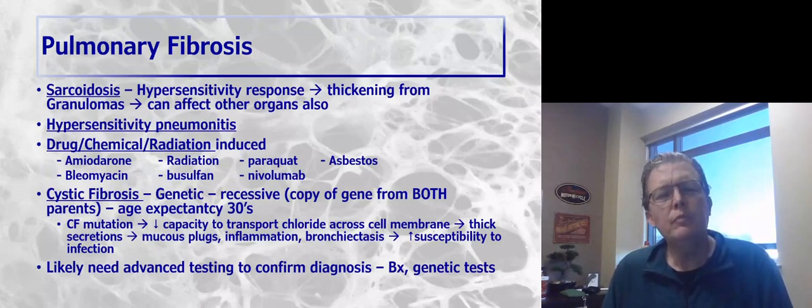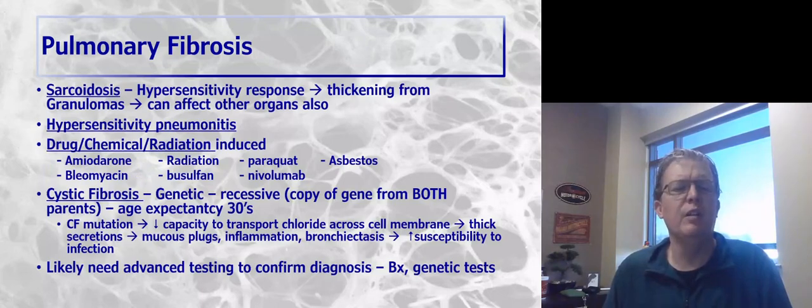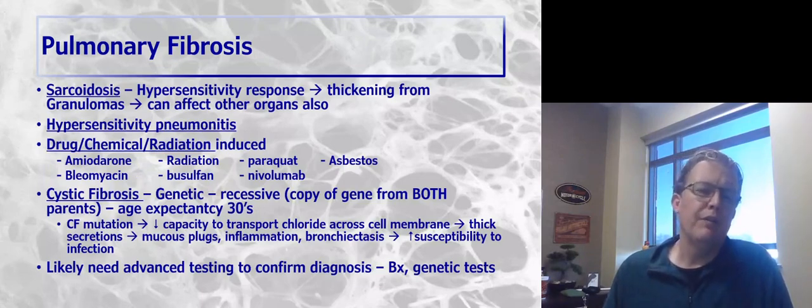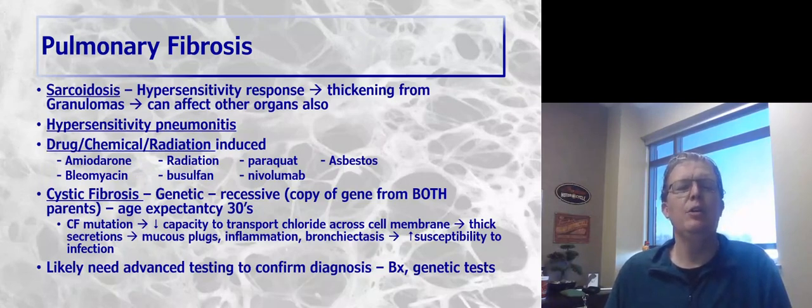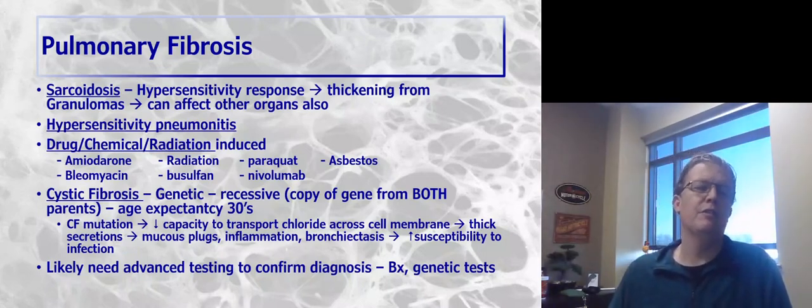So this is just another slide that provides a little more summary on a couple of these. Sarcoidosis is that hypersensitivity response, and granulomas produce this thickening. The thing about sarcoidosis is that condition is not limited to the lungs, and it can start elsewhere and progress to the lungs, or it can manifest first in the lungs and then progress elsewhere.